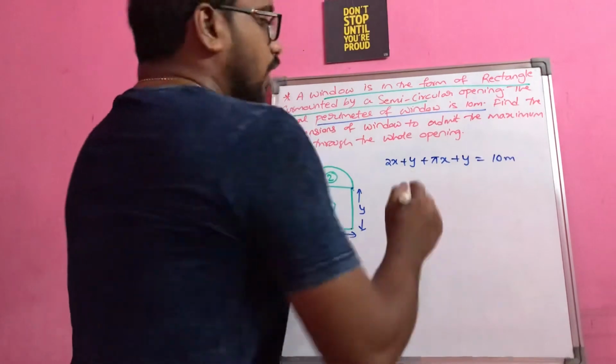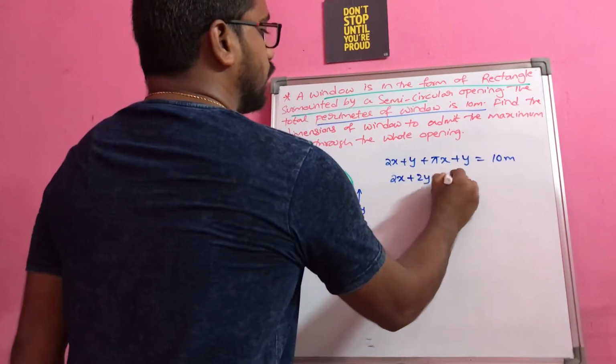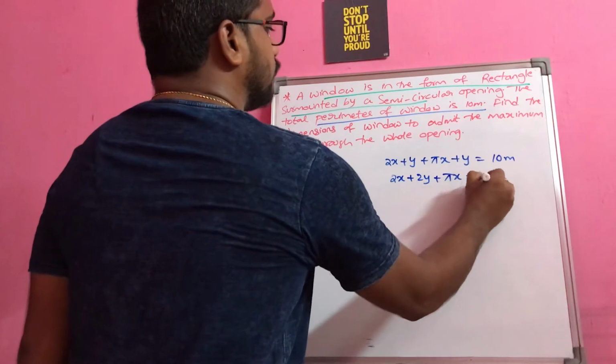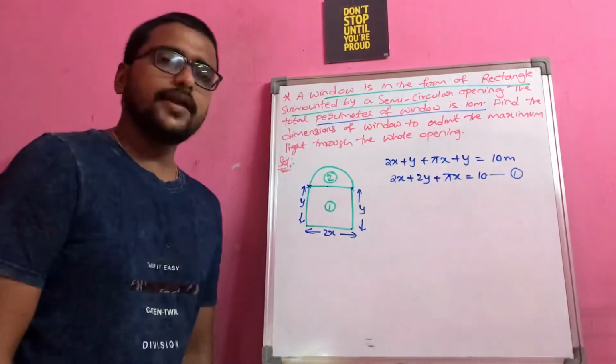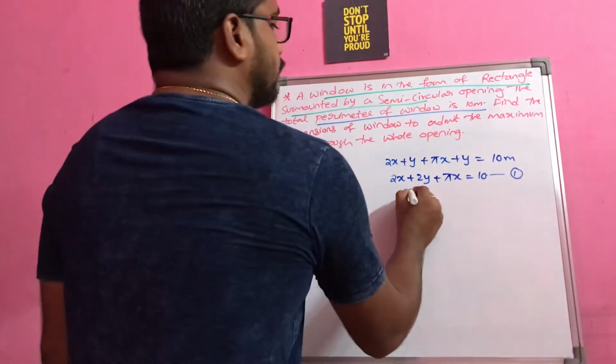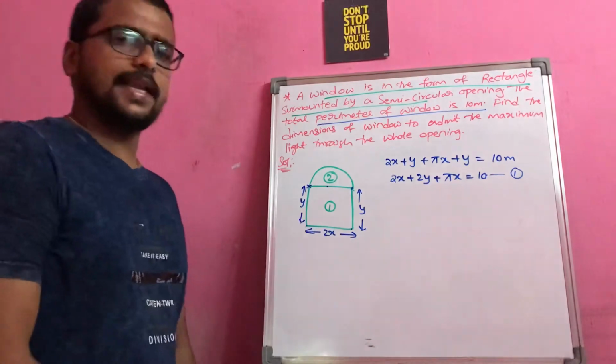Right? Now you see here, this is further simplification. 2x plus 2y plus pi x is equal to 10 meters. Let this be the first equation. Right? So here I would like to find the value of x or y, that we will see a little later.